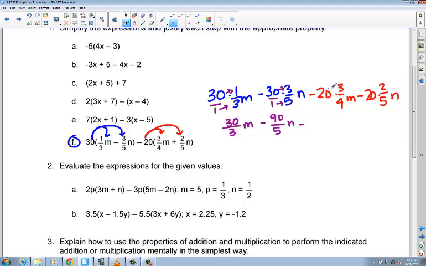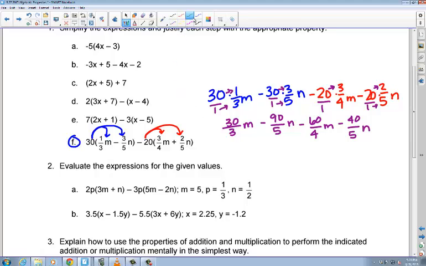Minus 20 times 3 over 1. So 20 times 3 is 60 over 4M. And then 20 over 1, I have a -40, because 20 times 2 is 40, over 1 times 5, which is 5, and that gives me a 5N.